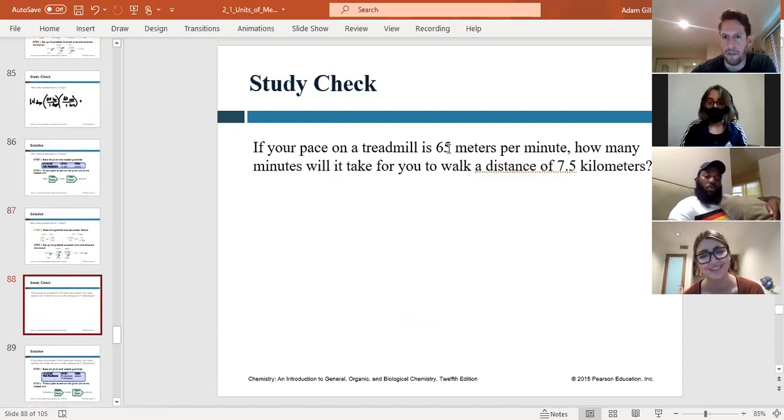If your pace on a treadmill is 65 meters per minute, how many minutes will it take you to go a distance of 7.5 kilometers?